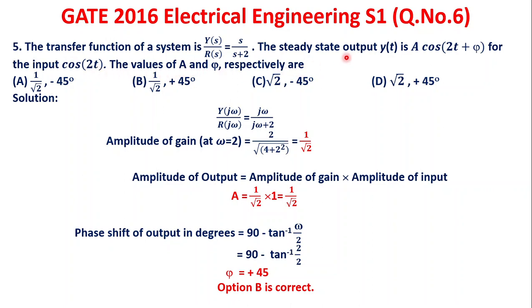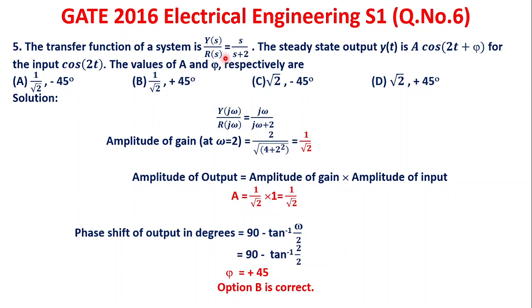So there is a phase shift phi in the output and the magnitude of output is A. Input magnitude is 1 and the frequency is 2. Very clear. So the values of A and phi respectively are. This is a problem involving finding the magnitude as well as the phase angle, that's all. Amplitude of output as well as phase shift of output.